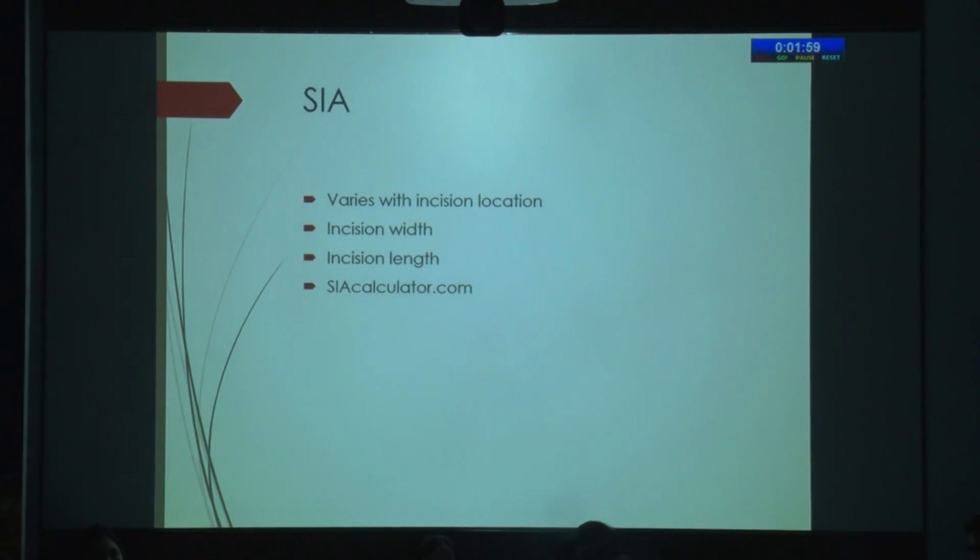And also a surgeon pre-operatively should know his or her SIA, because SIA varies with incision location, incision width, incision length. You have to know your SIA, and there is siacalculator.com where you can put your data to know the SIA, because whenever you are doing a toric calculation, you have to put your SIA there. You just cannot guess at 0.5 or 1 or 0.1 and put it there. So it's better to know your SIA at different positions of incision.